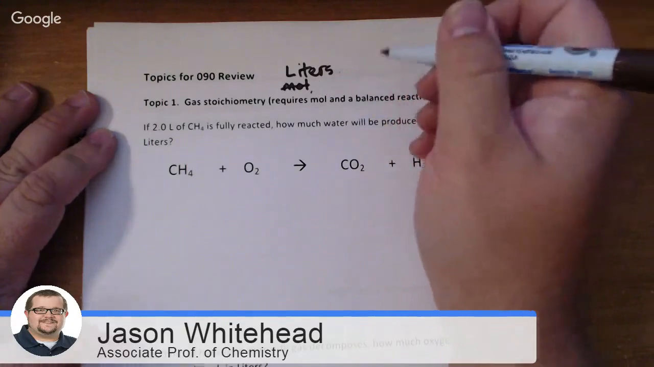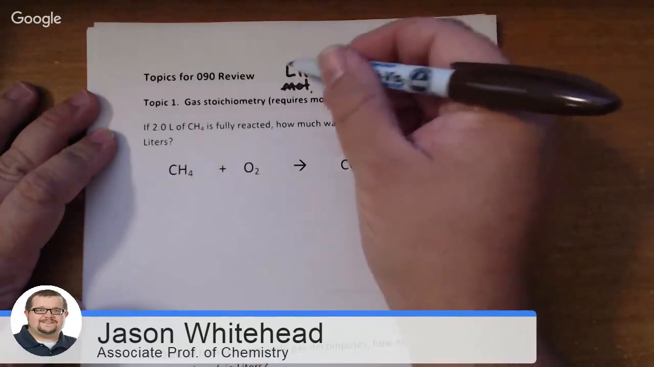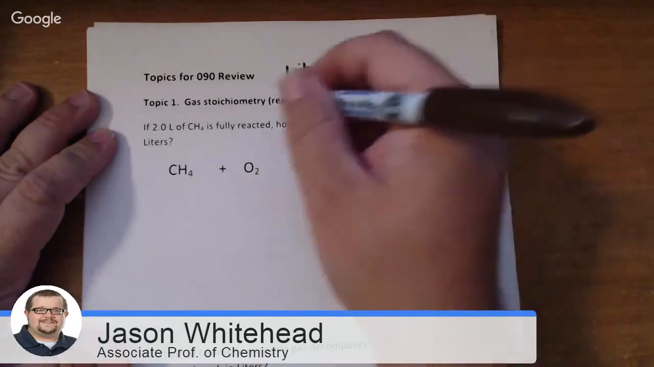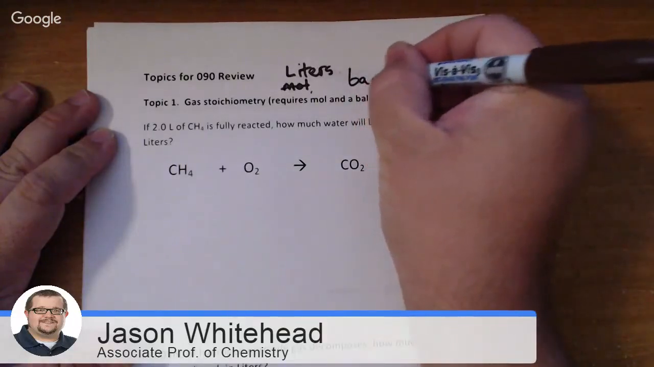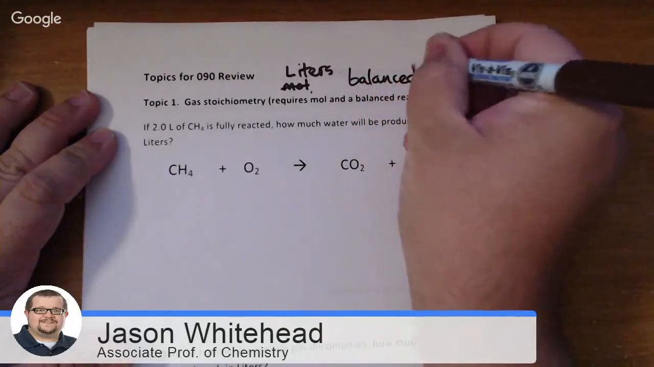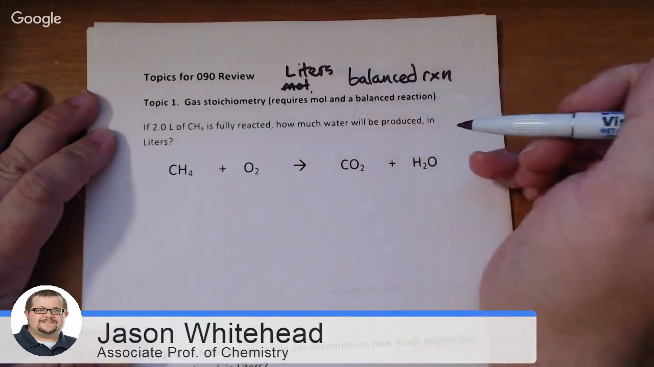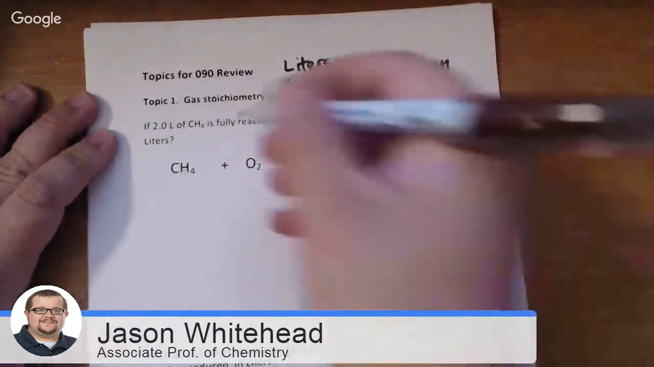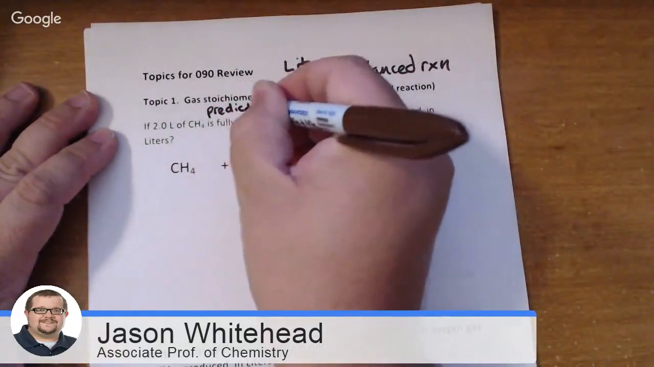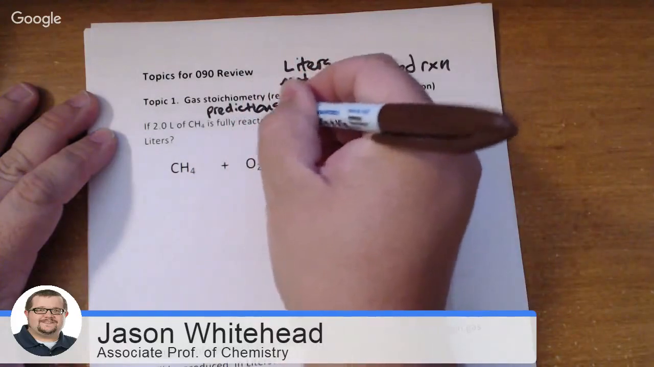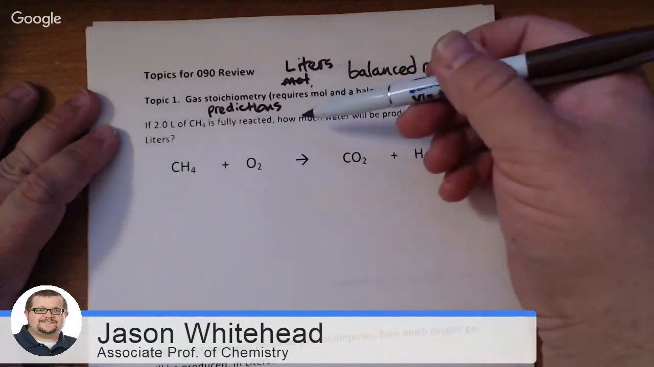Because we've got Avogadro's law, we know that moles are proportional to liters, so we can use liters instead when pulling off the stoichiometry math work. We also need a balanced reaction. Once I can check off both of these, I can do gas stoichiometry. And really all stoichiometry boils down to is predictions.